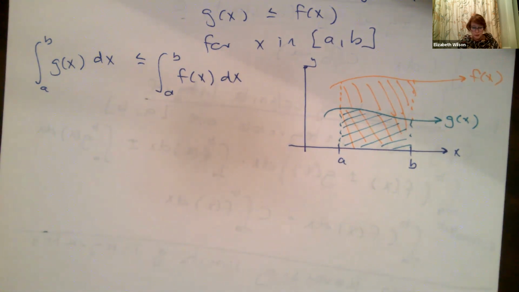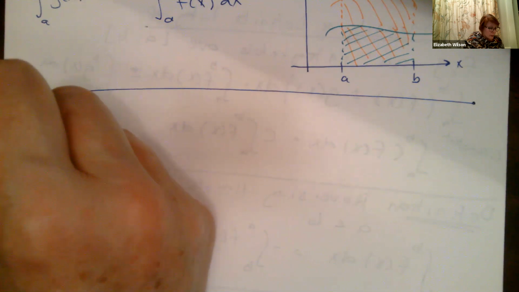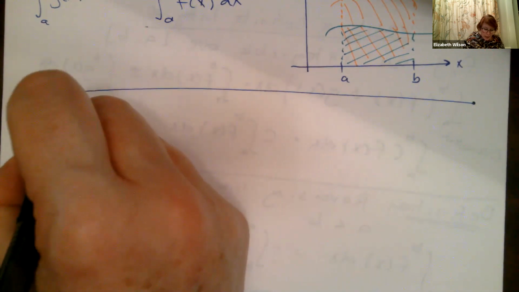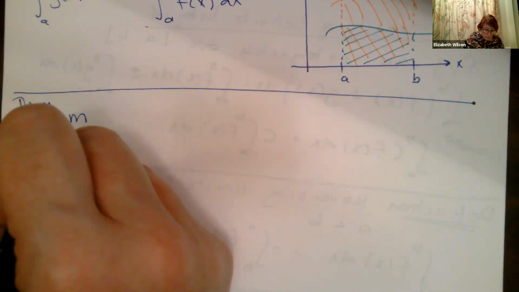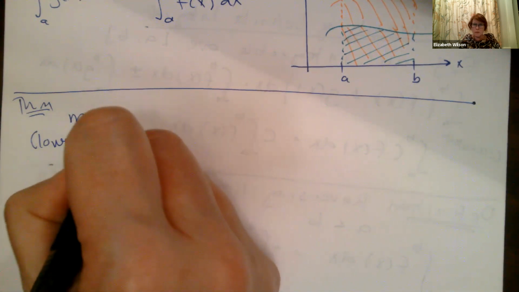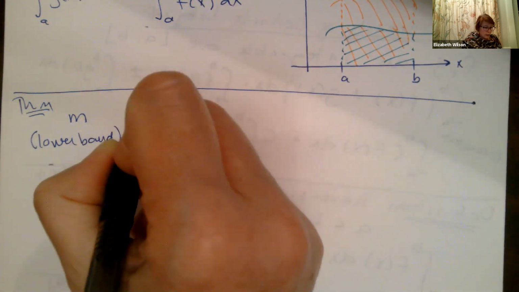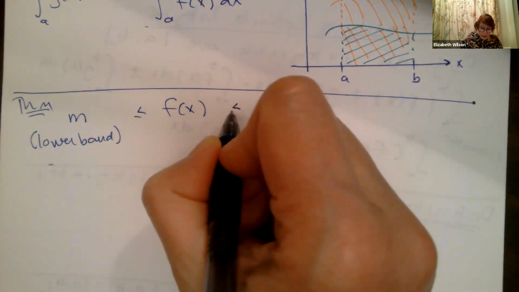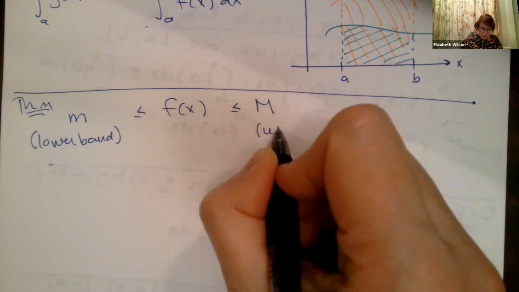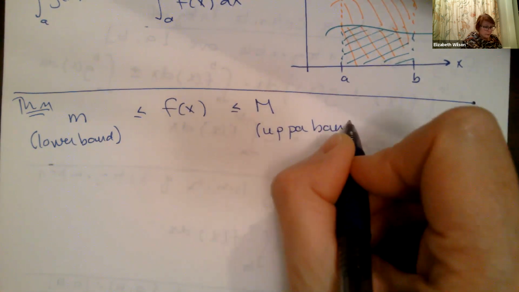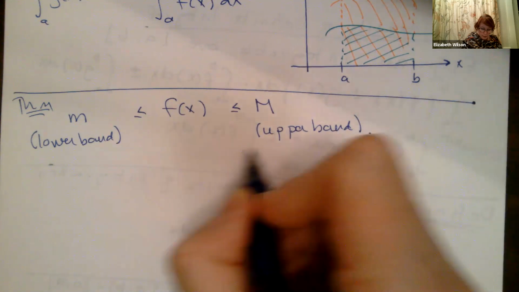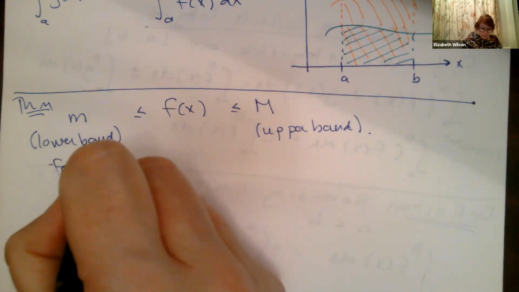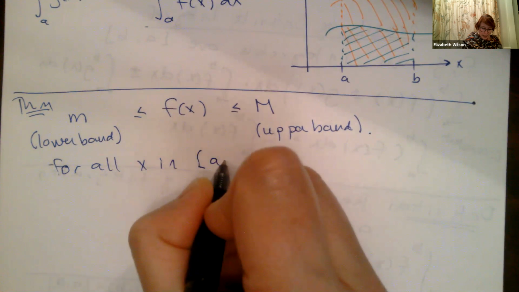I'll give you a last definition, last theorem, and then we'll do our example on Monday. So let's say I have a lower bound m. We'll draw pictures just so we can imagine it, but I've got some m values, a lower bound, and that's less than my function. My function is less than uppercase M, which is an upper bound. This is for all x in our interval a to b.